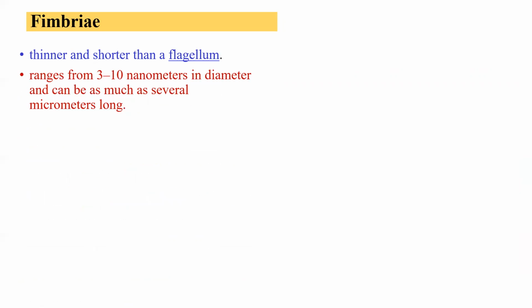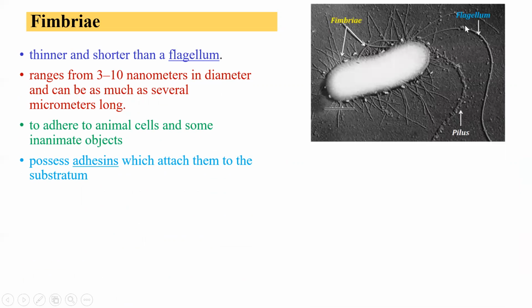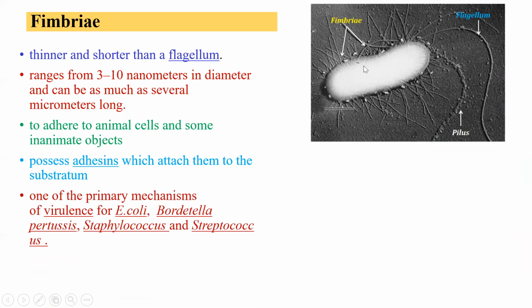The third one is fimbriae. They are thinner and shorter than a flagellum. They range from 3 to 10 nanometers in diameter and can be as much as several micrometers long. They help to adhere to animal cells and some inanimate objects also. They possess adhesins which attach them to the substratum. So here we can see the flagellum, the pilus, and the fimbriae. Fimbriae are one of the primary mechanisms of virulence for E. coli, Bordetella pertussis, Staphylococcus and Streptococcus.